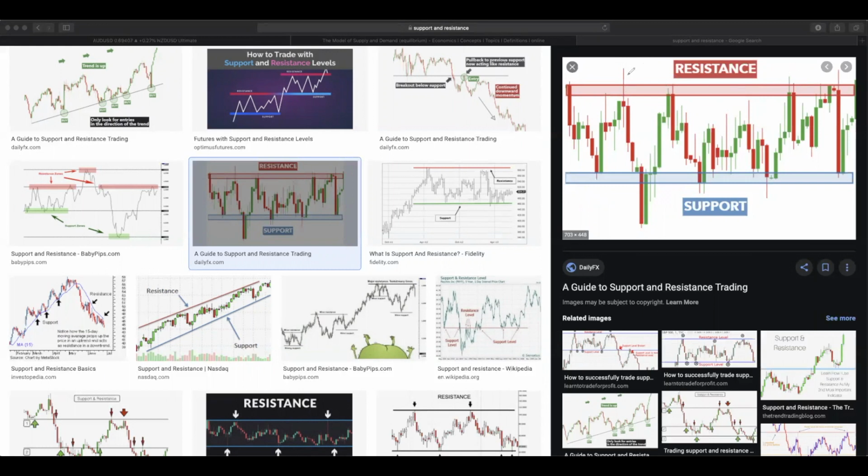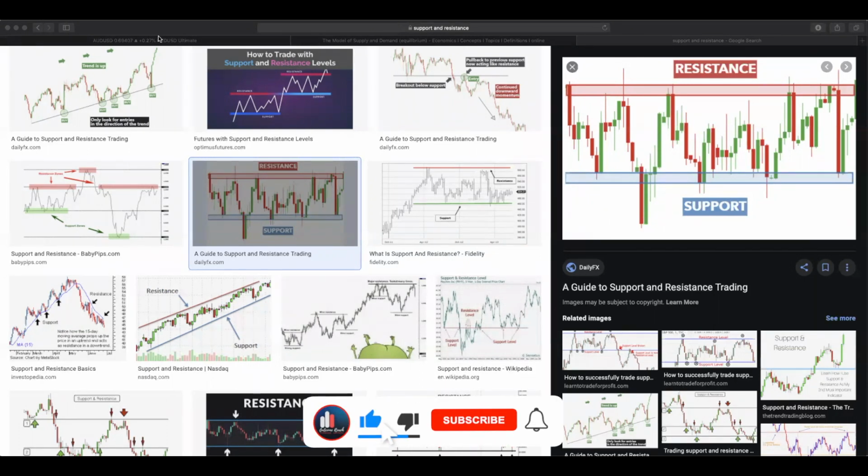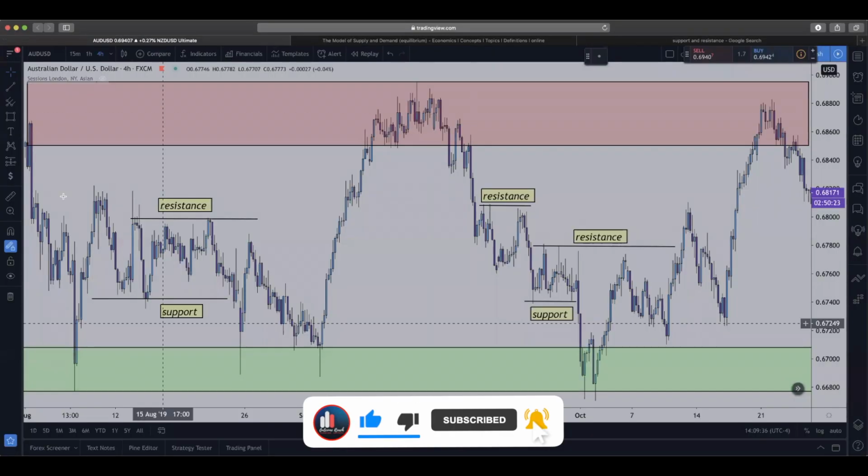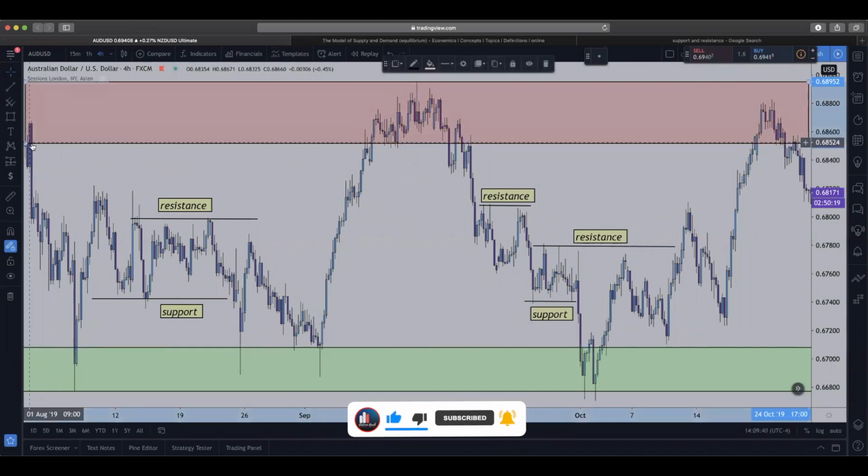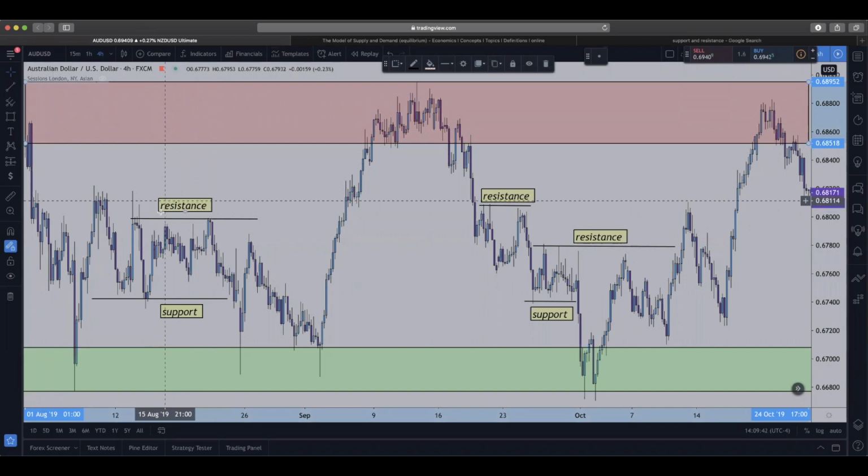So using these concepts are not safe. Okay, so let's look at an example on the chart. So here we have AU. Now here we have the difference between supply, demand, and support and resistance. So supply, like I said, is a surplus of the base currency, which is AUD. There's a surplus of AUD USD in the market, right?